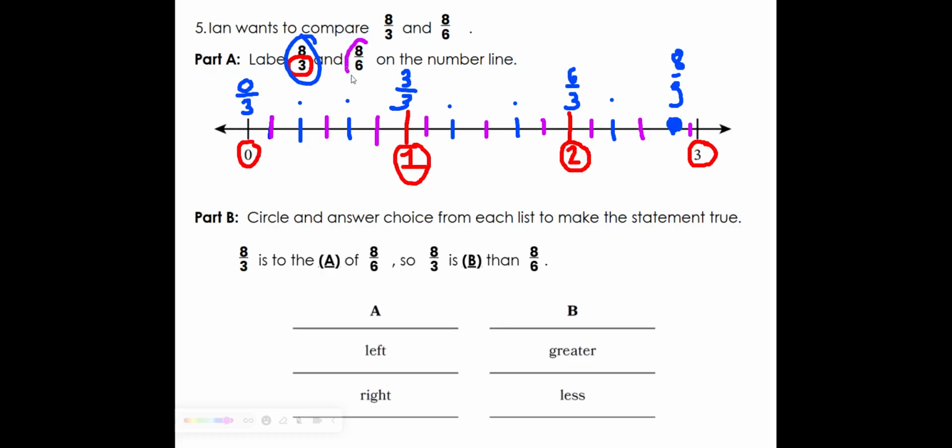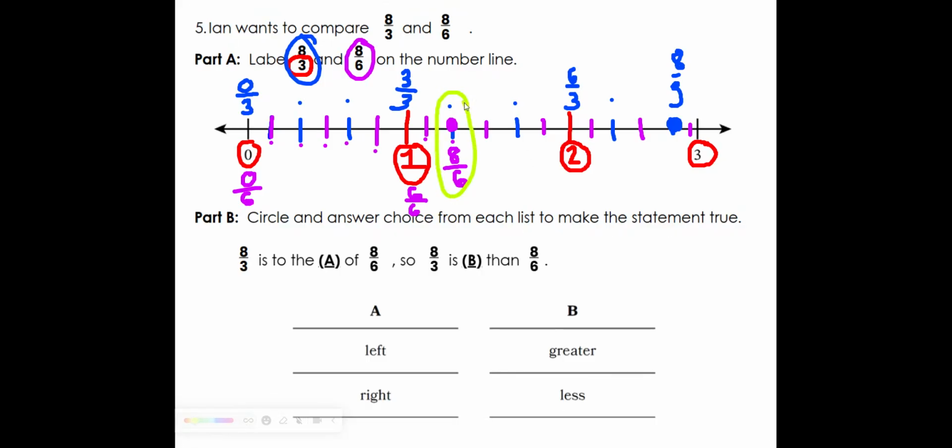Now I need to label 8/6. So I'm going to use the bottom part now because this top part's pretty crowded. So I'm going to start with 0/6. And again, I'm going to count to 8/6. 1/6, 2/6, 3/6, 4/6, 5/6. This is 6/6 because it's one whole. 7/6, 8/6. Here it is. This is where I'm going to plot right here. So 8/6. Okay. So these are the two numbers that we are focusing on.